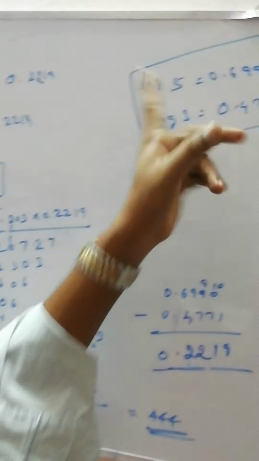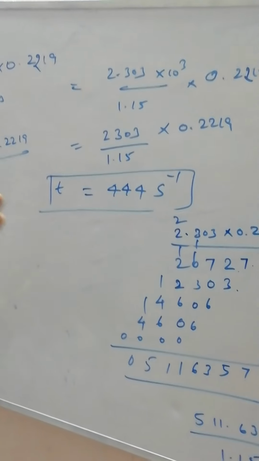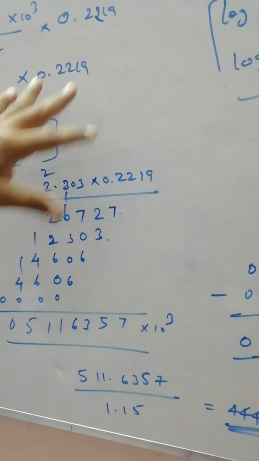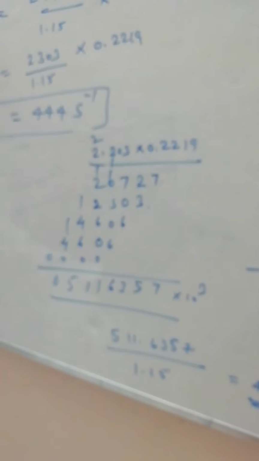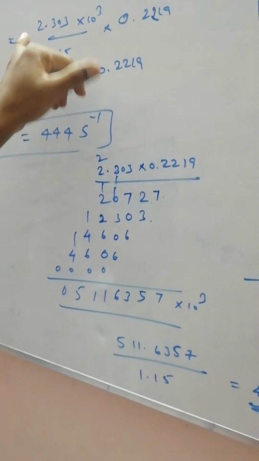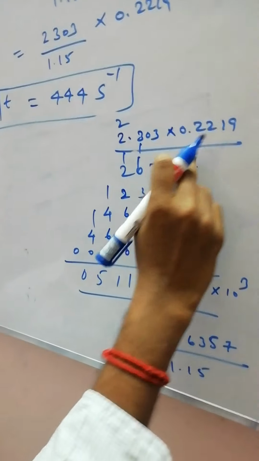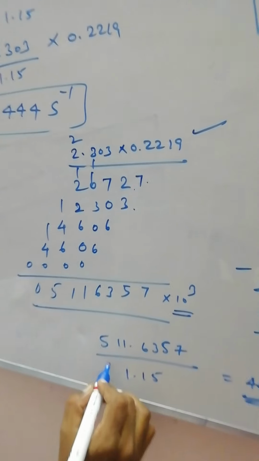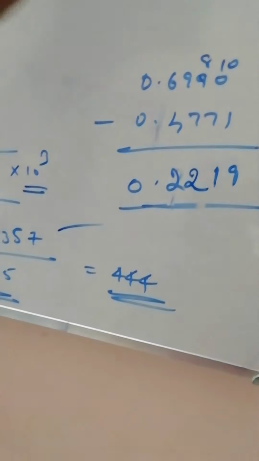These log values are given in the question. Don't worry, apply the formula, substitute the log values, subtract the log values, and get this value. Simplify it. After subtracting the log value, 10 to the power minus 3 goes upstairs, becoming 10 to the power plus 3. Multiplying 2.3 by 0.something, I get this value into 10 to the power 3 is equal to 511 something. Divided by 1.15, I got 4444. That's the answer. Next question.